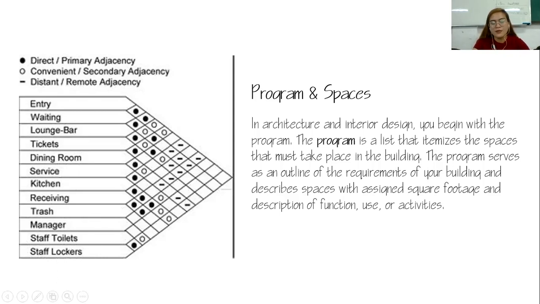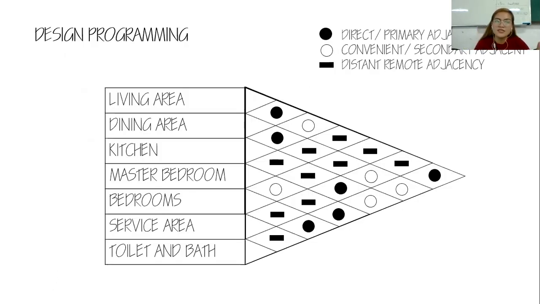Okay. So this is an example of a design programming in a residential setup. First is to identify the spaces. You have the living, dining, kitchen, master bedroom, service area, toilet, and bath. And after that, you identify if they need to be adjacent. With the living and dining, they need to be adjacent.